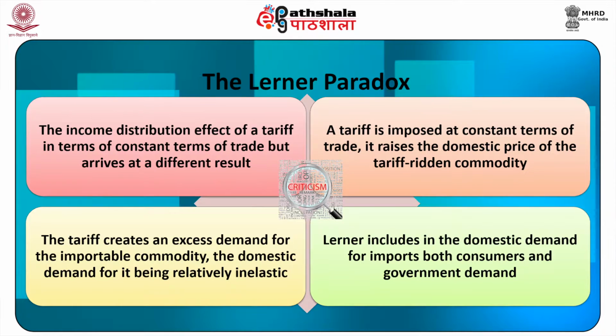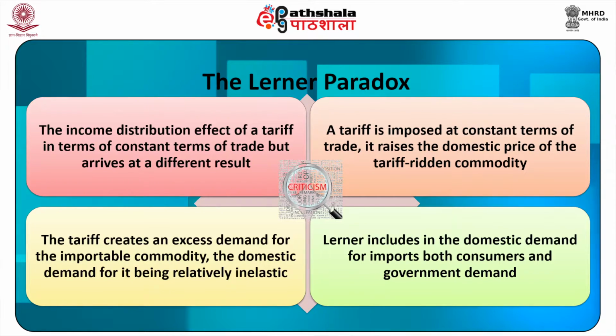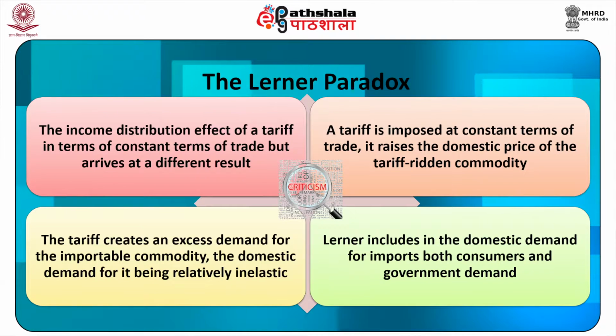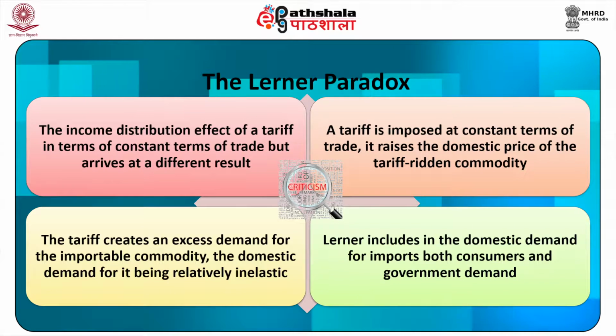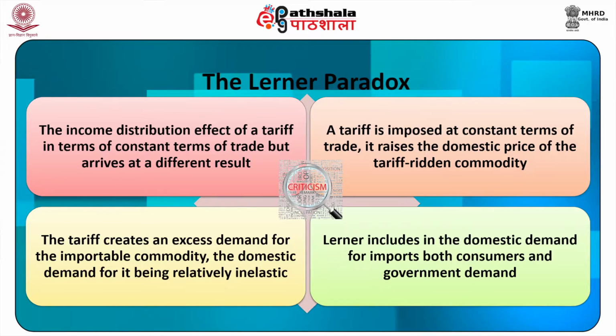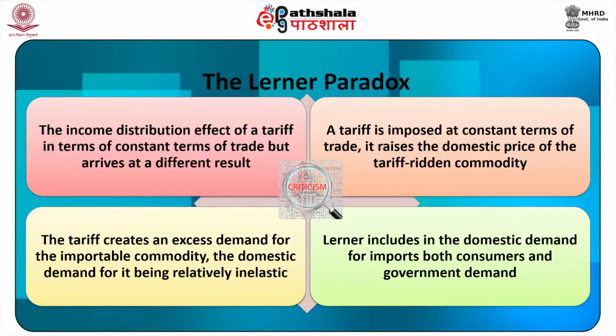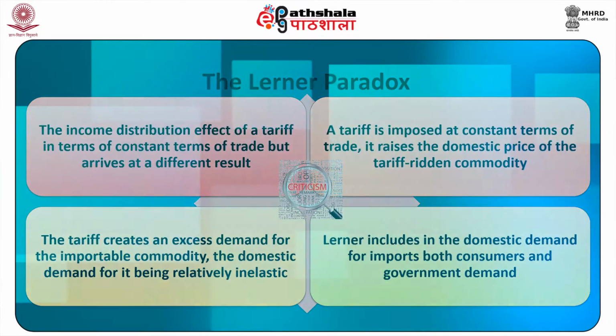The Lerner paradox, like the Stolper-Samuelson theorem, explains the income distribution effect of a tariff in terms of constant terms of trade but arrives at a different result. When a tariff is imposed at constant terms of trade, it raises the domestic price of the tariff-ridden commodity. This is because the tariff creates an excess demand for the importable commodity, the domestic demand for it being relatively inelastic. Lerner includes in the domestic demand for imports both consumers and government demand.